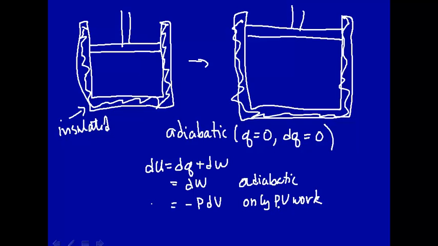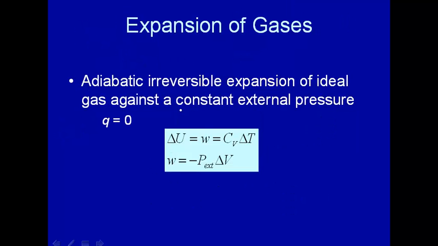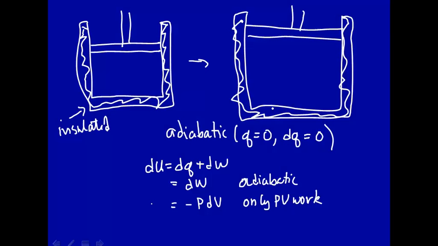So we're assuming the only work we can do is PV work. And essentially that's it. So that's how you would calculate the internal energy change for the process in which you change the volume adiabatically and irreversibly. So we have a pressure here, against a constant external pressure. Okay, so we have some external pressure here, so it's there and there.